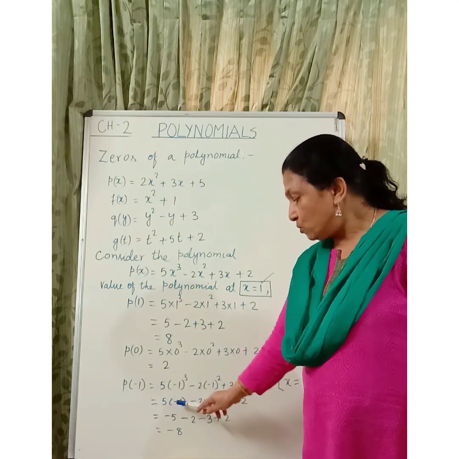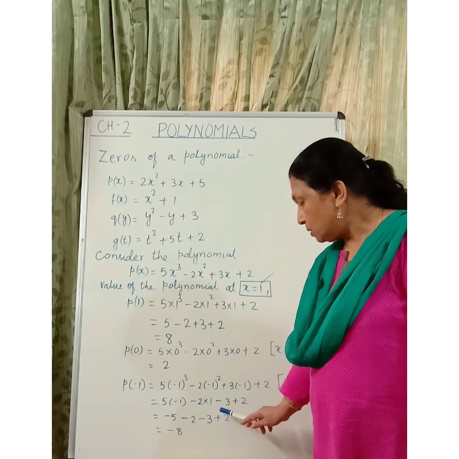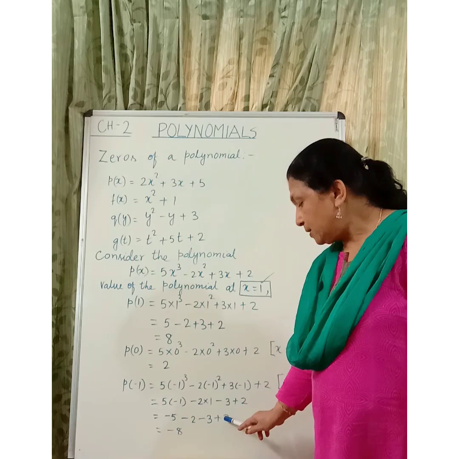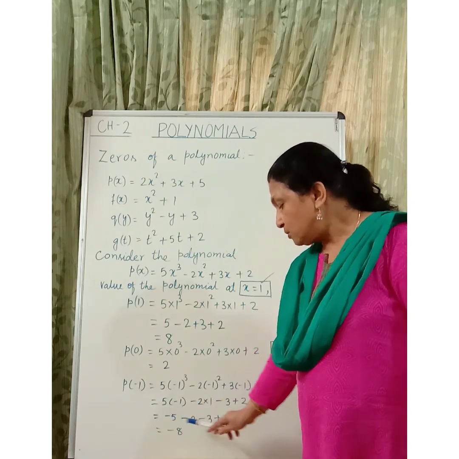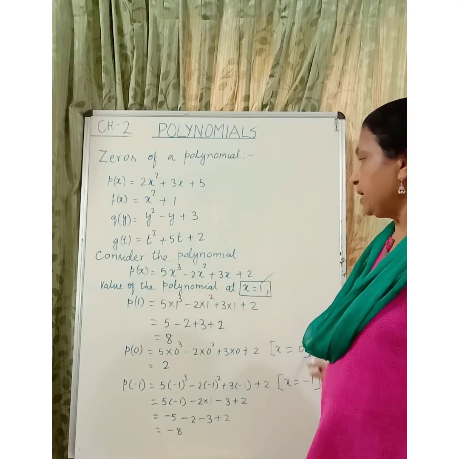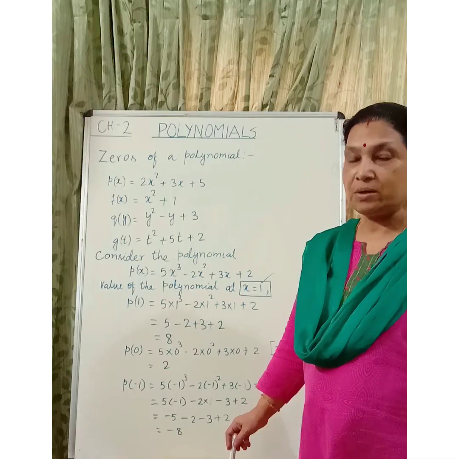Then we have 5 into minus 1 is minus 5. Then minus 2. Then minus 3 plus 2. This becomes plus 2 minus 2, which is 0. Minus 5 minus 3 is equals to minus 8. So what we are doing? We are finding out the value of the polynomial at different values of the variable.